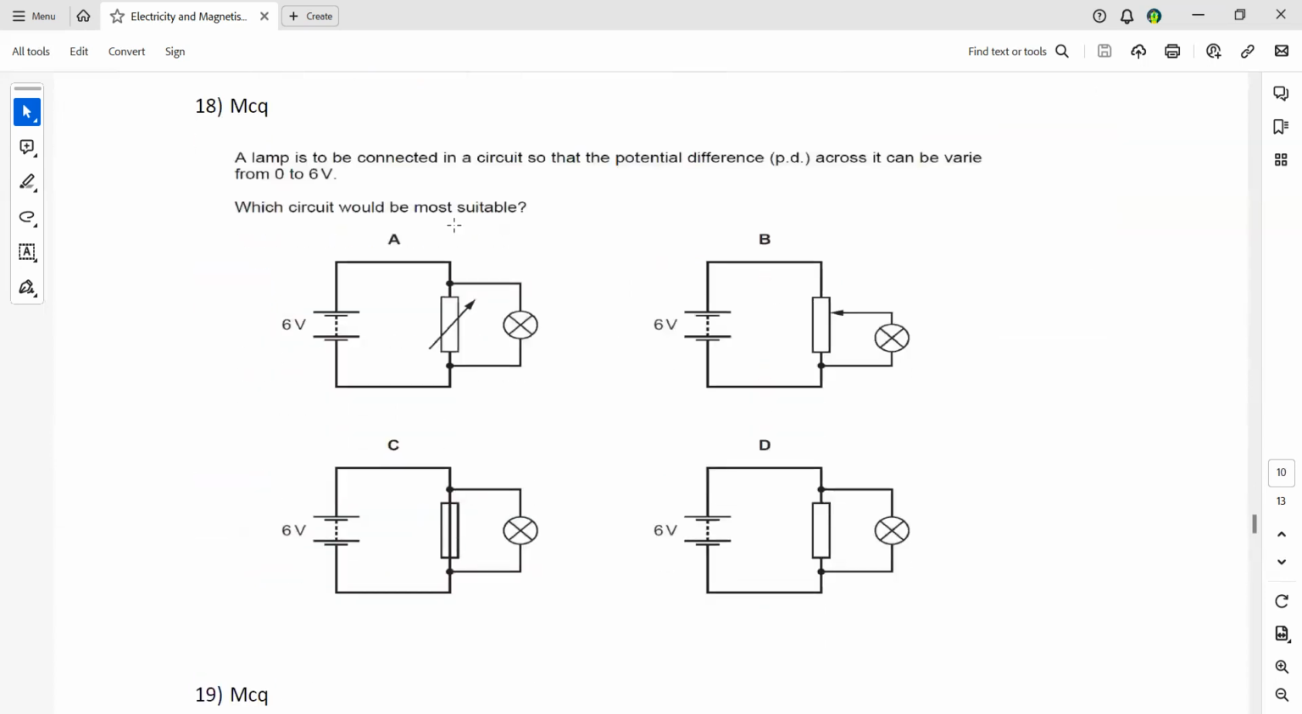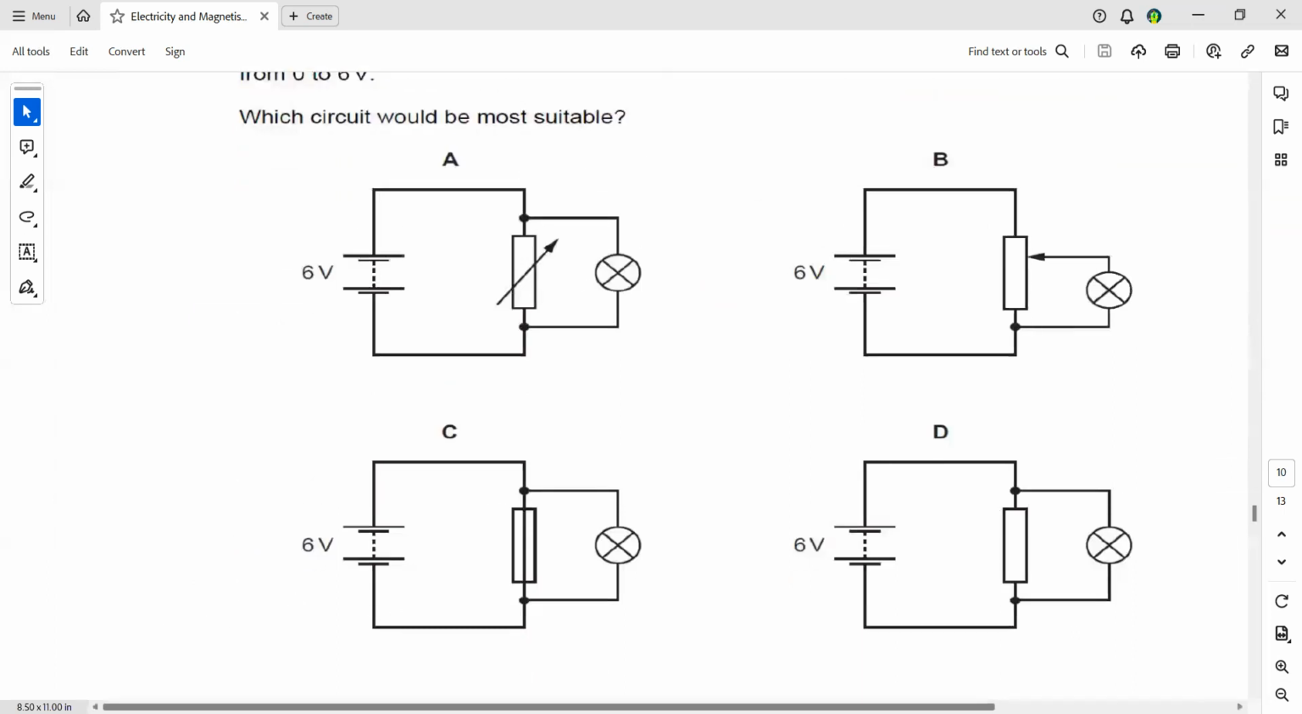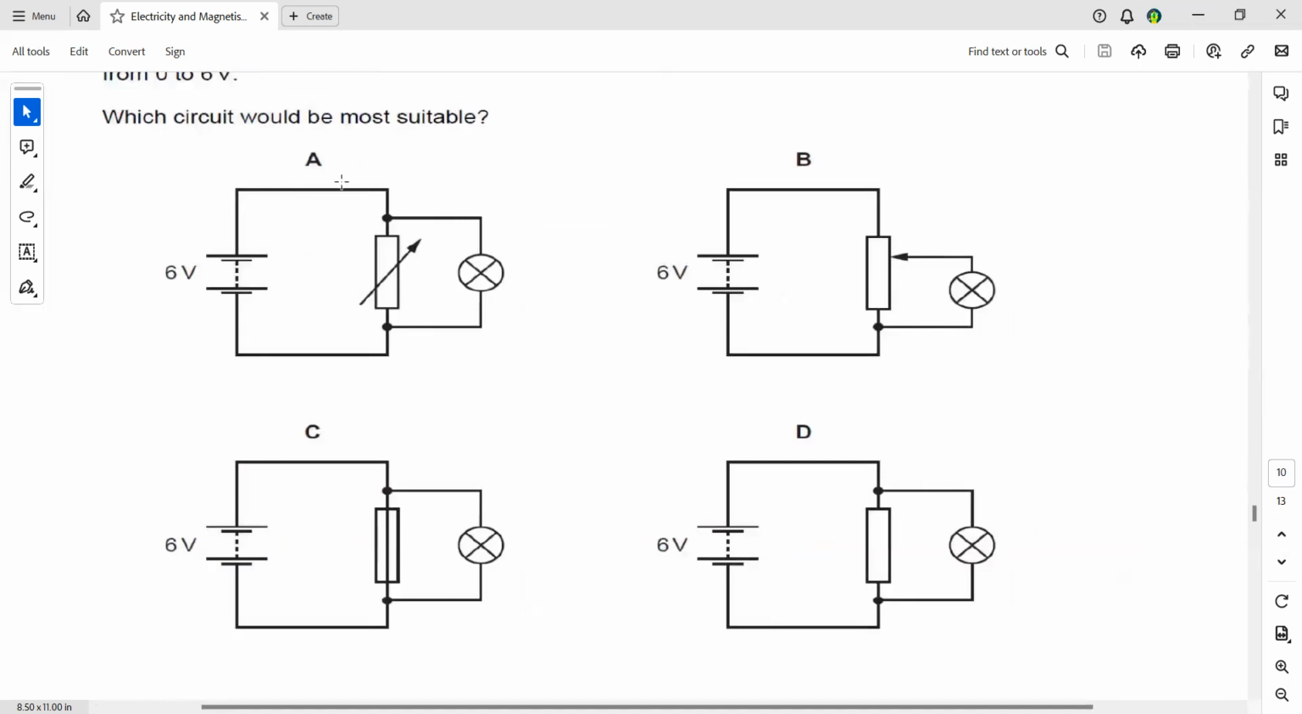Next is question 18. A lamp is to be connected in a circuit so that the potential across the lamp can be varied, like we can change the voltage across the lamp. Which is the most suitable circuit? Here, if you see, the lamp is connected in parallel to the battery, so it will always receive 6 volts. We cannot change that. When you check B, if we have a 6 volt supply and this is a variable resistor, and this part has a shorter length, maybe 2 volts here and 4 volts here. And we can change this voltage.